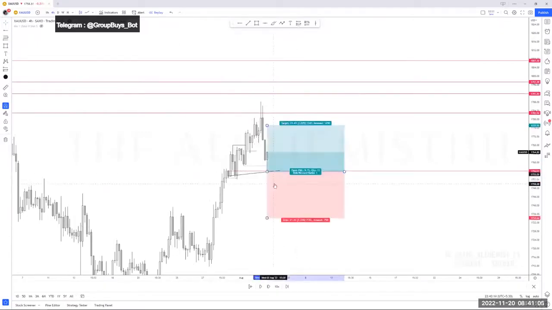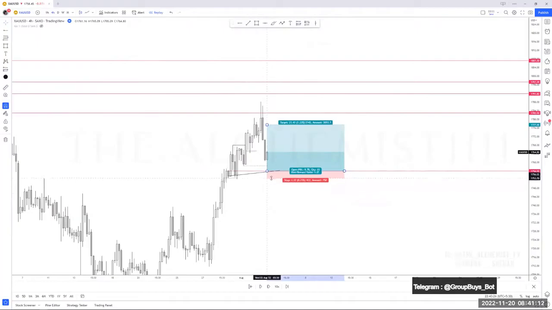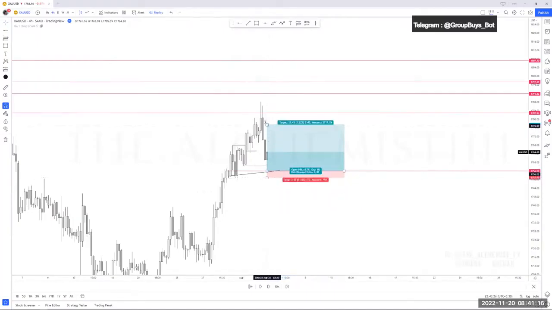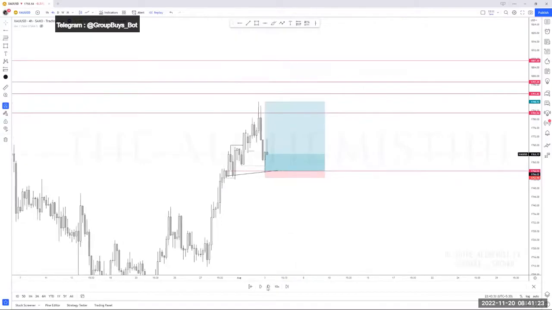So you could have bought it like this. Buying it like this, stop loss can be around 25 to 30 pips. Let's say 30 pips just to be safe. And we're targeting these highs, a 1 to 10, very safely. Okay, so let's see.